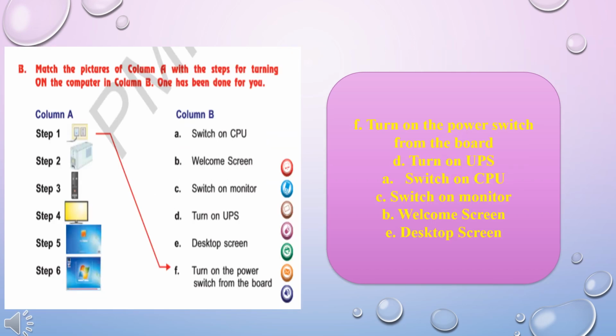Match the picture of column A with the steps for turning on the computer in column B. One has been done for you. Step 1. Turn on the power switch from the board. Step 2. Turn on UPS. Then switch on CPU. Then switch on monitor. Then welcome screen. And then desktop screen.